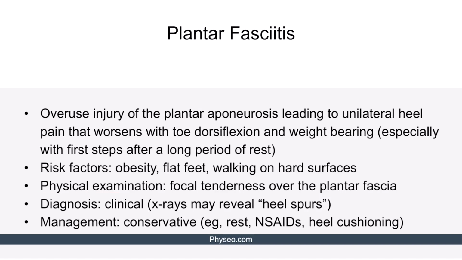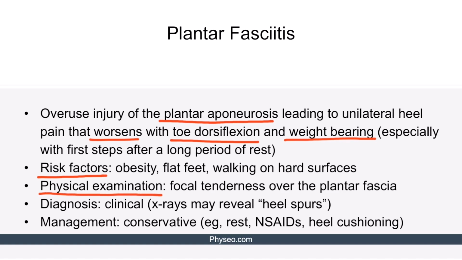Plantar fasciitis is an overuse injury of the plantar aponeurosis, leading to unilateral heel pain that worsens with toe dorsiflexion and weight bearing, especially with the first steps after a long period of rest, such as when getting out of bed in the morning. This is in direct contrast to calcaneal epiphysitis, which typically leads to bilateral heel pain that worsens with activity. The risk factors for plantar fasciitis are obesity, flat feet, and frequently walking on hard surfaces.